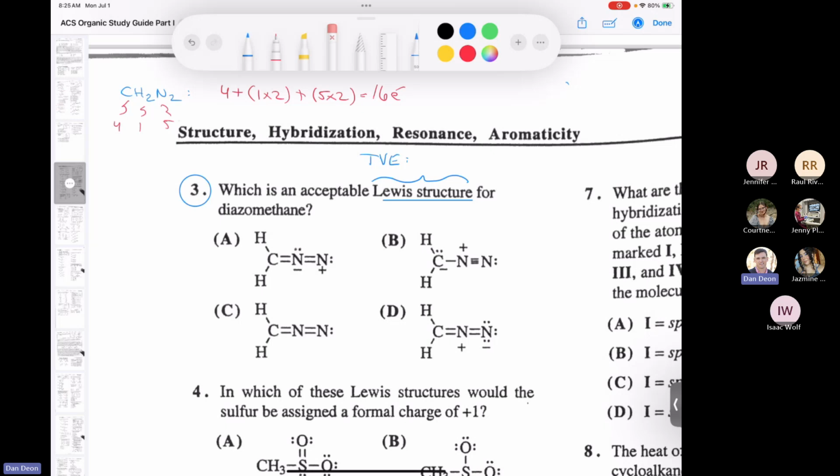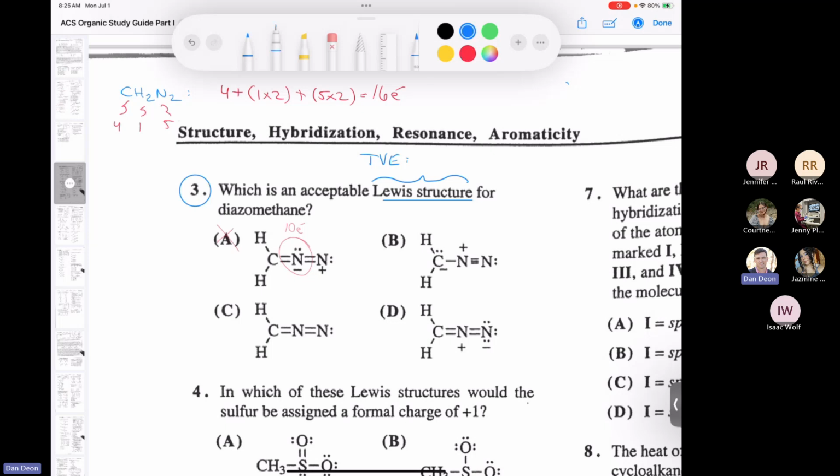Because you're totally right. There's a big problem in A. Yeah, exactly. So Jenny said there's too many valence electrons around this nitrogen. There's 10 valence electrons. Nitrogen is in the second period, so it can't exceed an octet. So that's a big no.